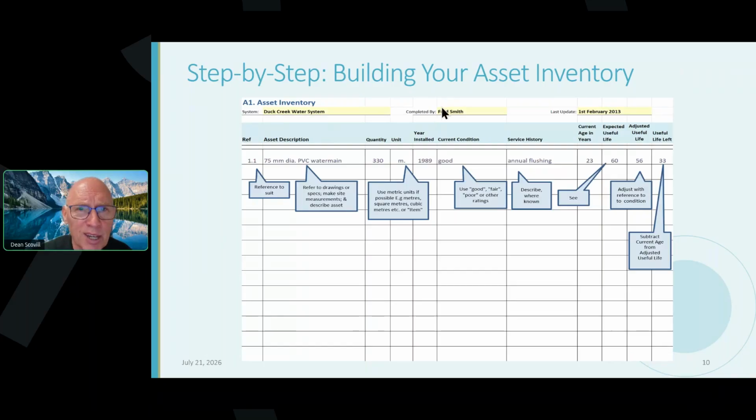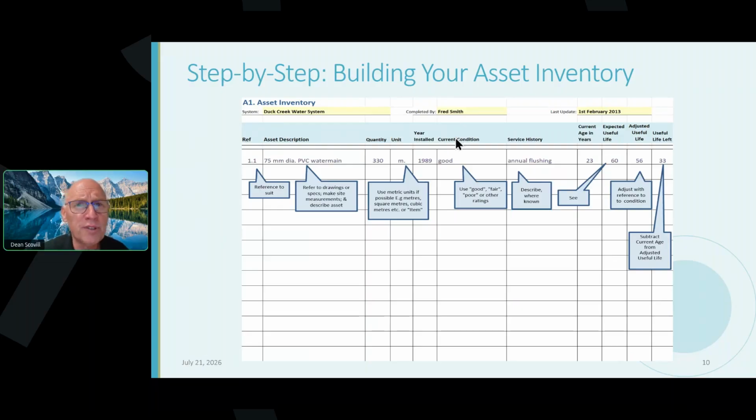You can see this is dated, right? So they did this in 2013. So obviously it'd be 2026, and you'd subtract 1989 from it. Of course, you're going to have a more than 23 years.